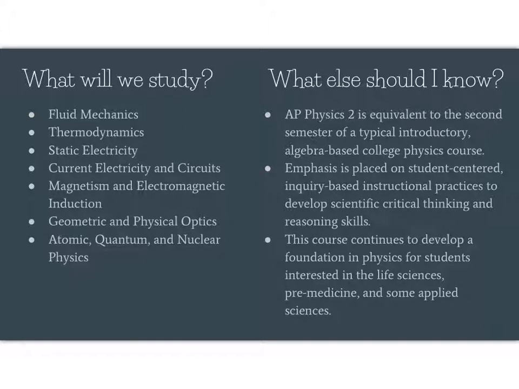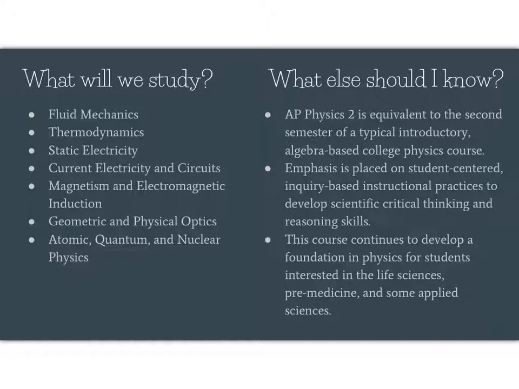So AP Physics 2 is a continuation of your first physics course. You did a lot of mechanics, almost the whole year you spent on mechanics. You did a little bit of electricity and a little bit of waves. So when we get into Physics 2, we take what we learned and we apply it to some other topics. We talk about how forces and energy apply to fluids and thermal energy. And then we study static electricity, current electricity, magnetism, and electromagnetic induction. Then we get into geometric and physical optics, so that's like lenses, and also some really interesting color wave patterns, and then atomic, quantum, and nuclear physics.